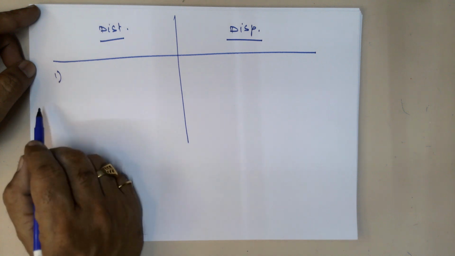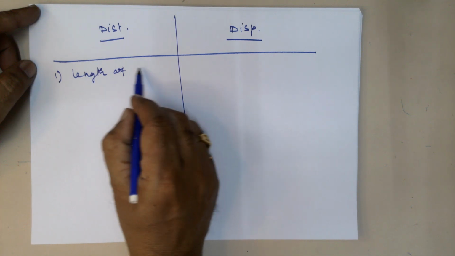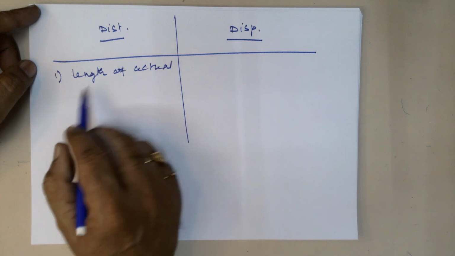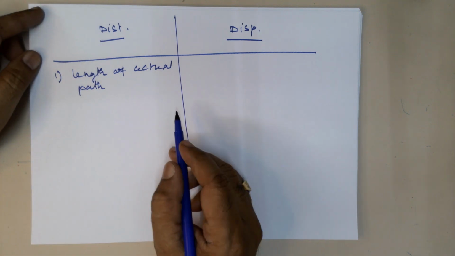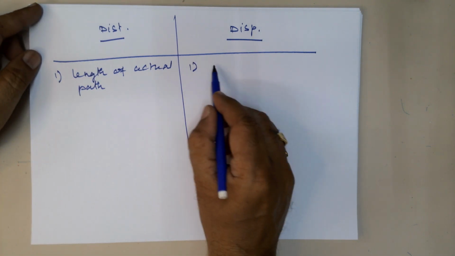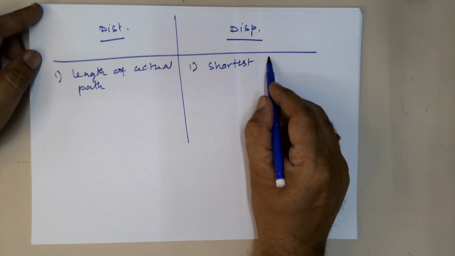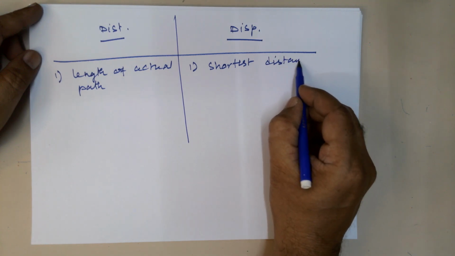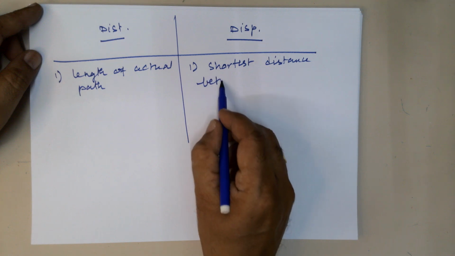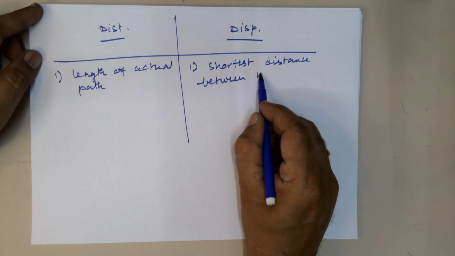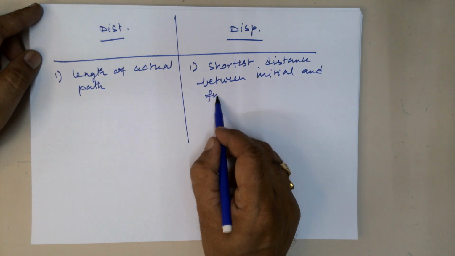Distance is equal to the length of the actual path traveled by an object, whereas displacement is the shortest distance between the initial and final position of the object.